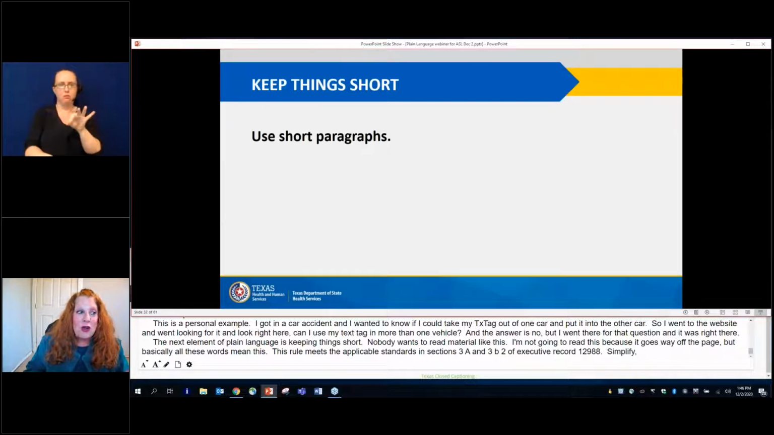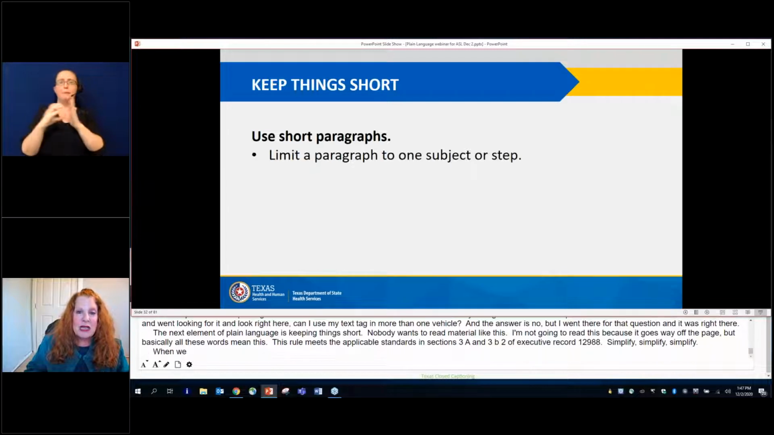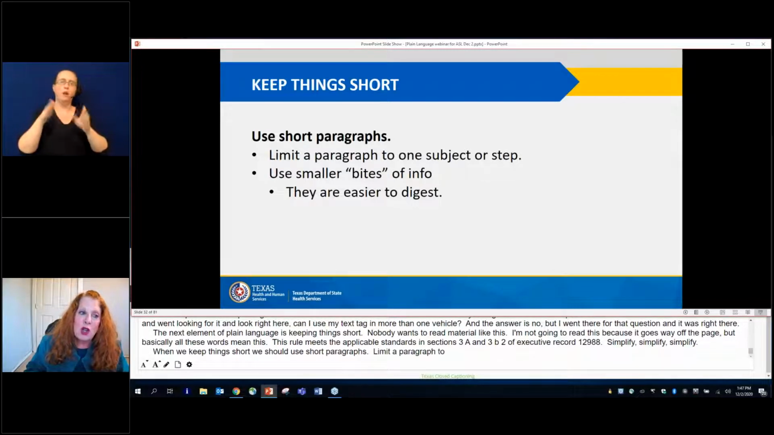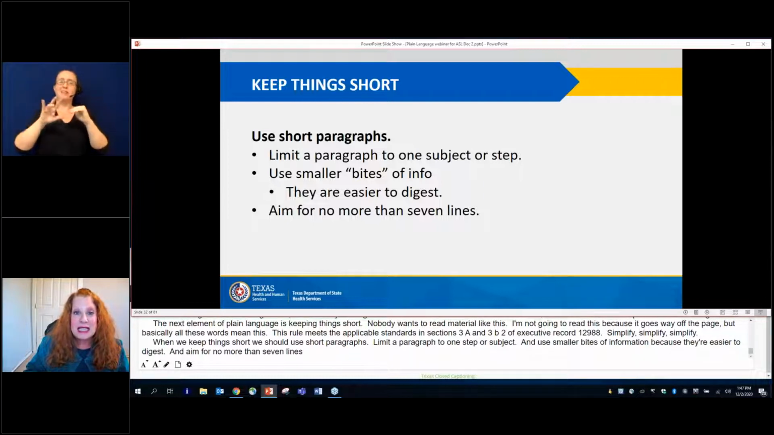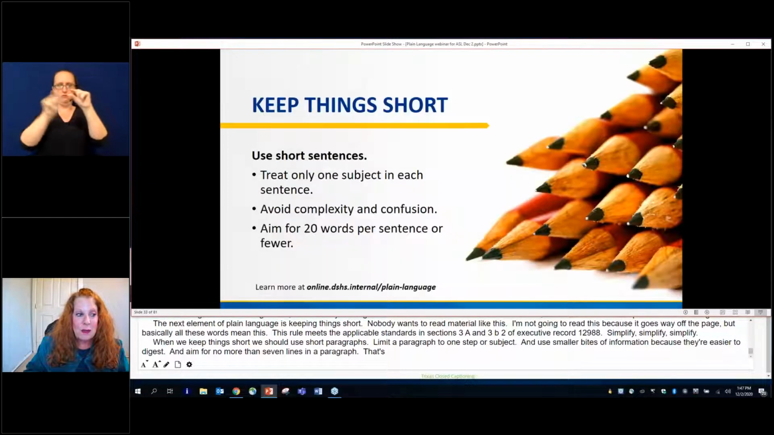When we keep things short, we should use short paragraphs. Limit a paragraph to one step or subject, and use smaller bites of information because they're easier to digest. And aim for no more than 7 lines in a paragraph. That's it, 7 lines in a paragraph.